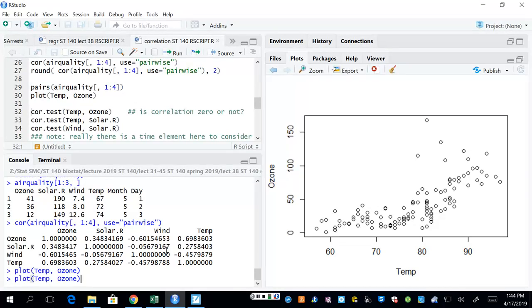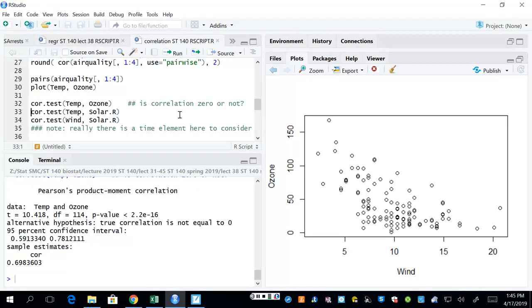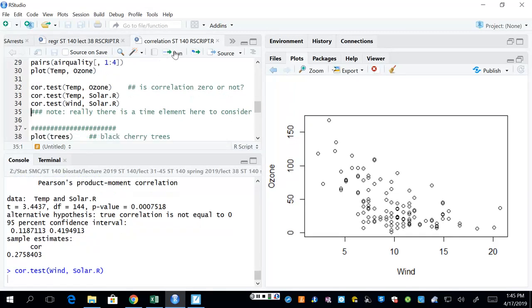If you do the ozone and wind, that's what it looks like when it's a negative slope. There's kind of something going on here because ozone doesn't go below 0, so there's a bound there. So it's kind of sliced off. That's the limit. That's negative correlation. If you want to test, is there an association between temperature and ozone? Yes, there's a very highly significant one there. Temperature and solar radiation, yes. Wind and solar radiation?